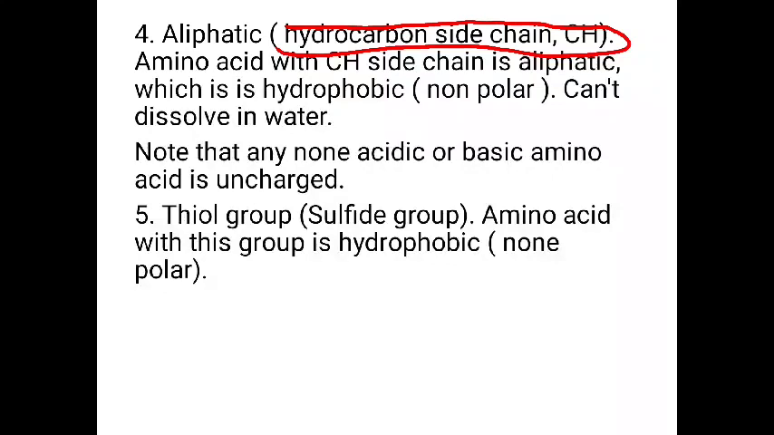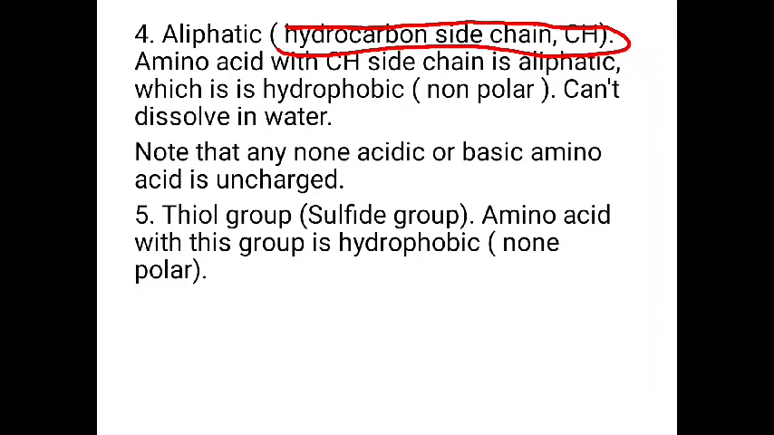But you need to take note of this. Any amino acid that is non-acidic or non-basic is classified under uncharged amino acids. The only amino acids that are charged are the ones that are acidic and basic.